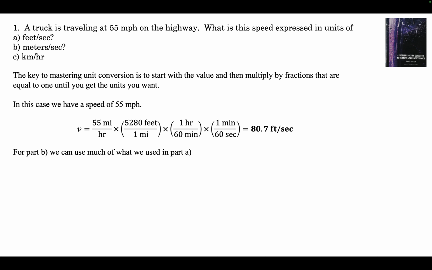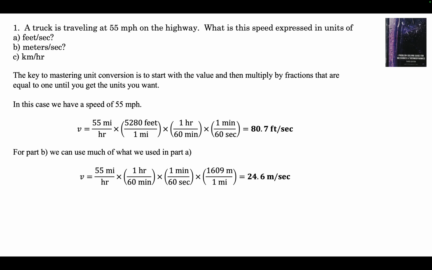We can use much of what we used in part A for part B, the time, because we have seconds in the bottom in both cases. We want to get rid of miles, but this time we want meters in the top, so we put those units there, and now we have to make that fraction equal to 1. There are 1,609 meters in a mile. So now the miles cancel, the hours cancel, the minutes cancel, so we have meters per second. 24.6 is the number, and the units are meters per second.